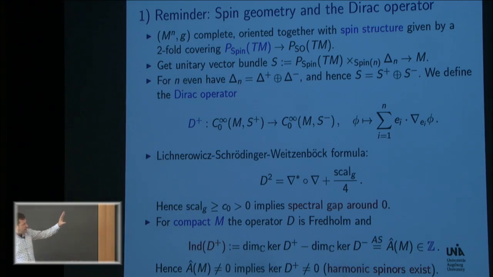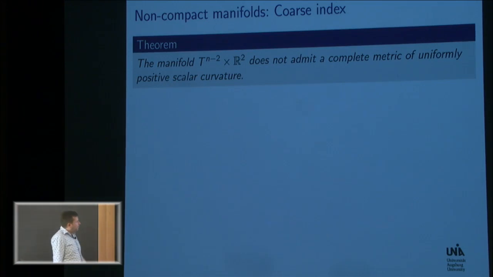And now when we want to talk about complete manifolds, we can in particular ask about this specific example. So we take the (n-2)-torus cross R^2, and the question is, does this admit a complete metric of uniformly positive scalar curvature or not? So if we took R^3 here, then it does, because then we can take a torpedo-like metric. And for R^2, it's not so clear. Actually, the theorem says it does not admit such a metric.